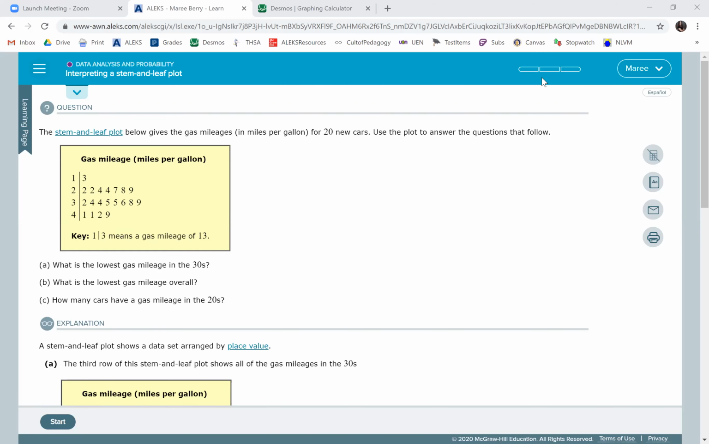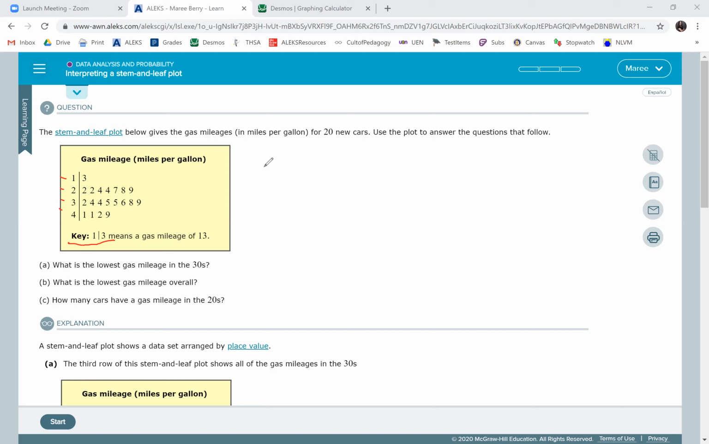Stem and leaf plots are just a way to show data. It's just like another table, or it's a graph of data. So we're talking about miles per gallon for new cars. This key tells you that the 1 with the line next to it and a 3 means gas mileage of 13. So basically, we're going in order.